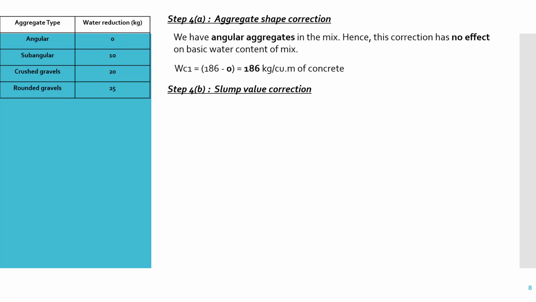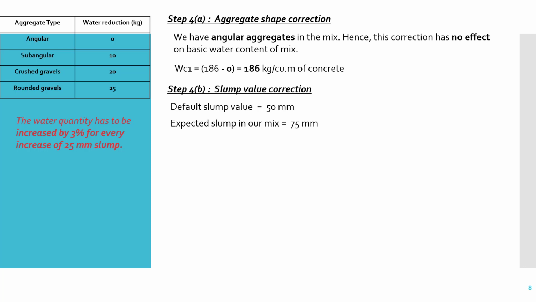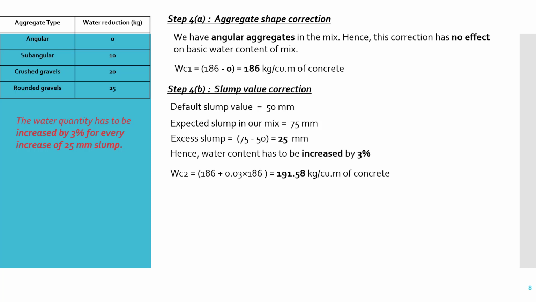Correction 2 is for slump value correction. As per the IS recommendations, we need to increase the water content by 3% for every 25 mm of slump increase. Default slump is 50 mm. As per the given data, expected slump is 75 mm, so the excess slump will be 25 mm. Hence, increasing the water content by 3%, we get WC2 to be 191.58 kg per meter cube of concrete.